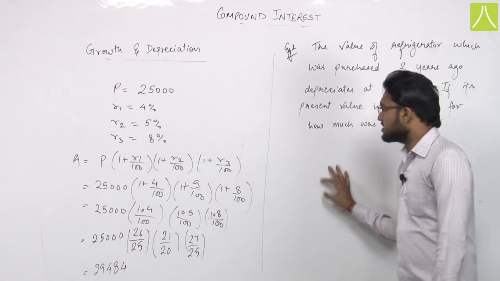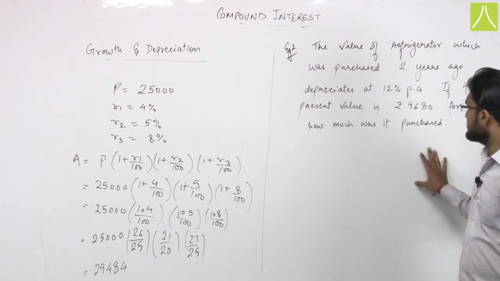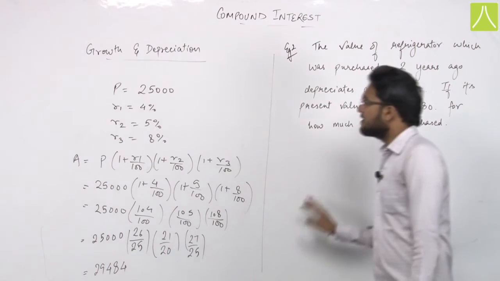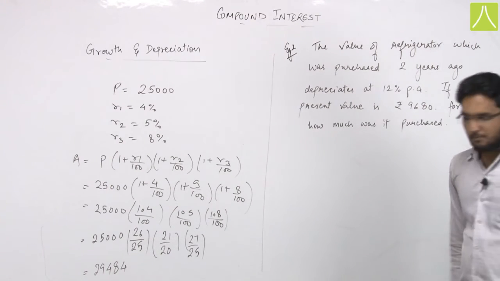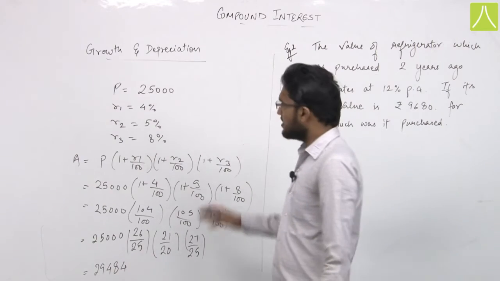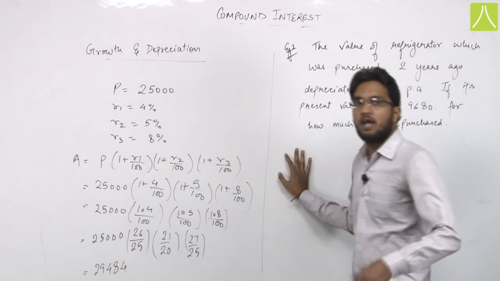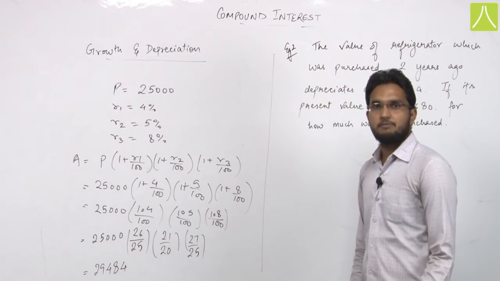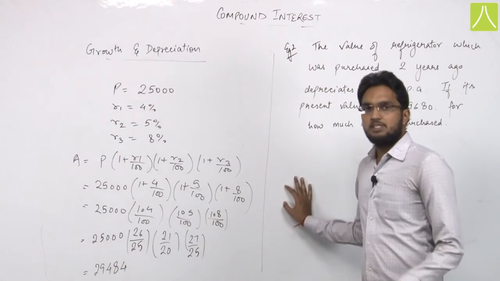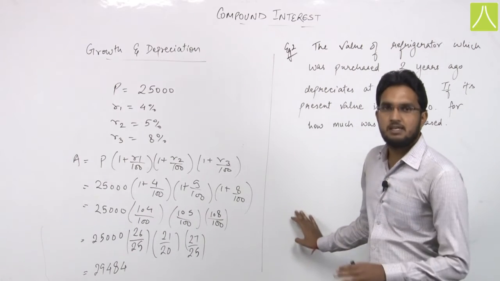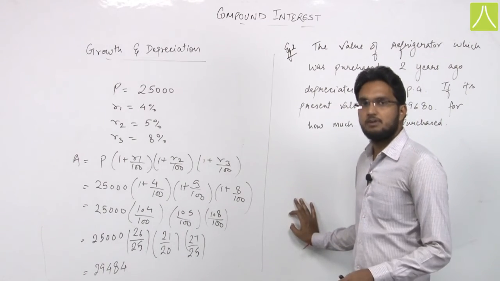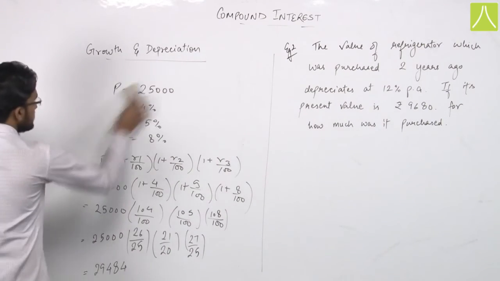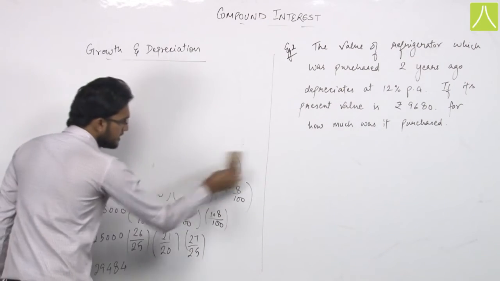We have to calculate the principal amount, because the amount is given as 9680 after depreciation. So this is basically the example of depreciation in compound interest. The value of a refrigerator or any machine, a car or a scooter, depreciates every year. So in this question we are going to use the same formula, but the rate is taken as negative.